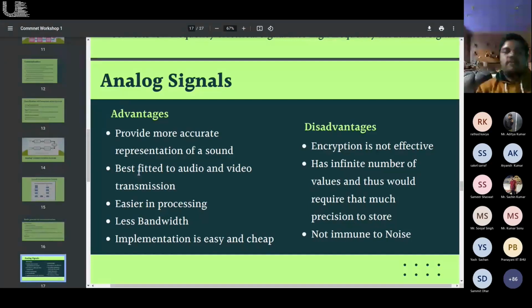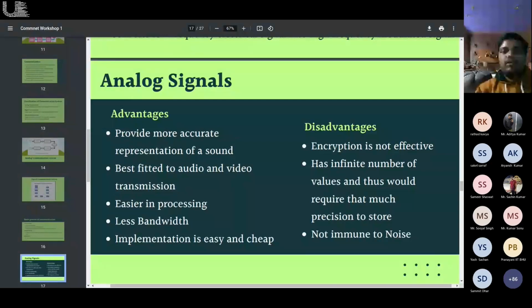So let me continue. It is best fitted for audio and video transmission. It is easier in processing. It is using less bandwidth, and implementation is easy and cheap. Okay, so the disadvantage: encryption is not effective. When we are transmitting a signal, we cannot encrypt it effectively. So privacy is a problem here for analog signals.